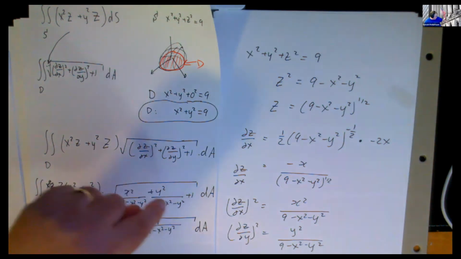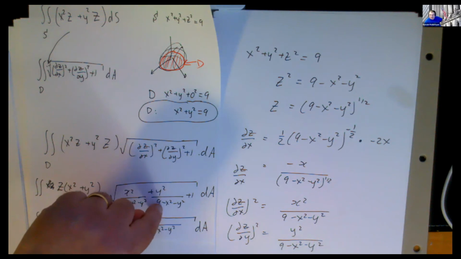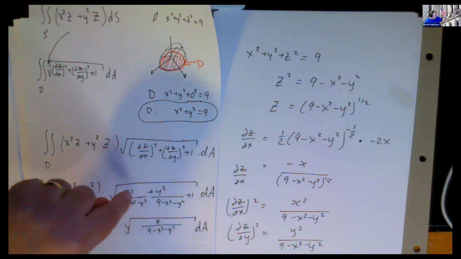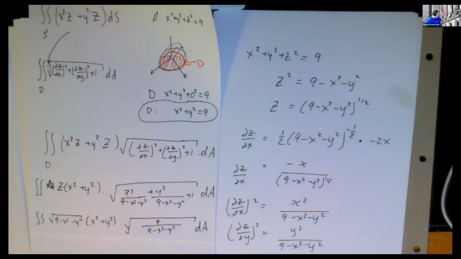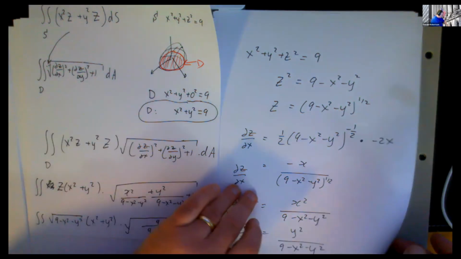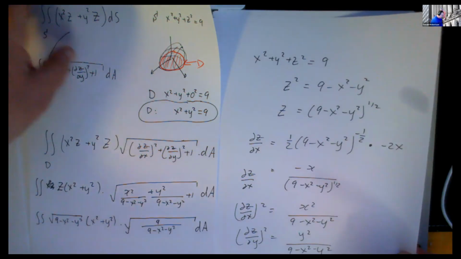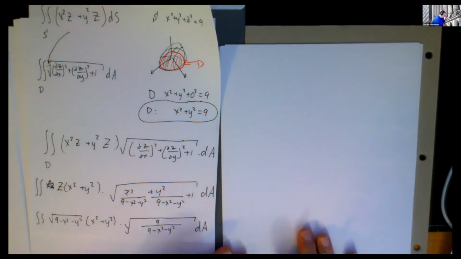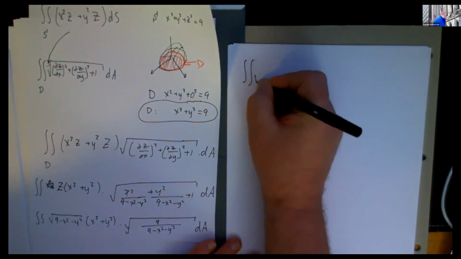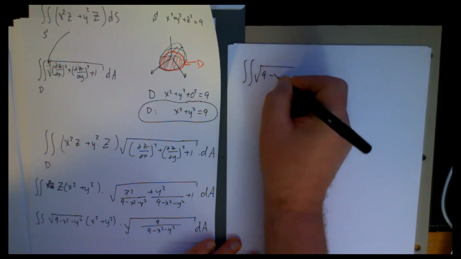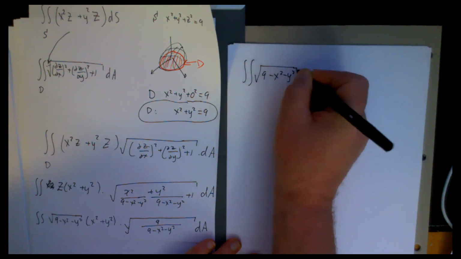So that 1 converted into 9 minus x squared minus y squared over 9 minus x squared minus y squared kills off the x squared and y squared, and you're just left with a 9. Now, this is getting quite nice. I know it's not there yet, but it is getting quite nice. We have a cancellation. I like it. Yes.